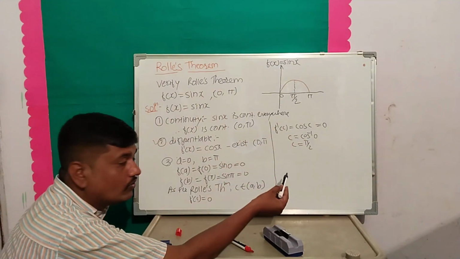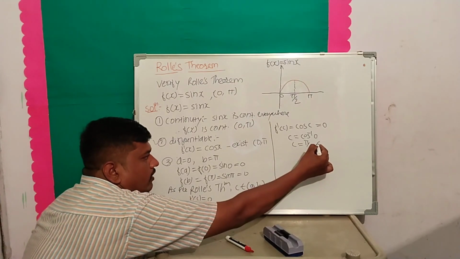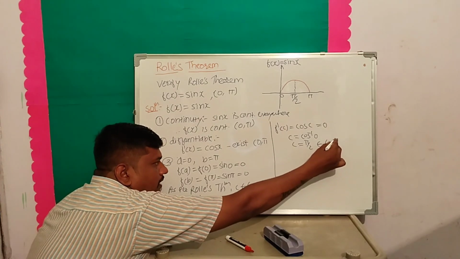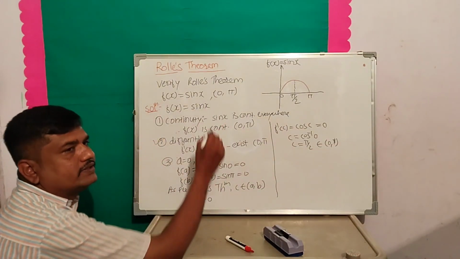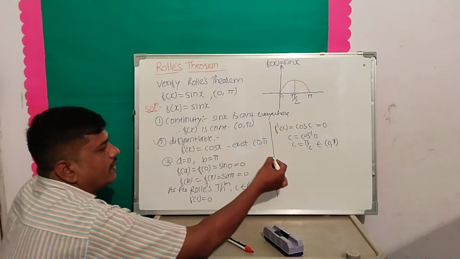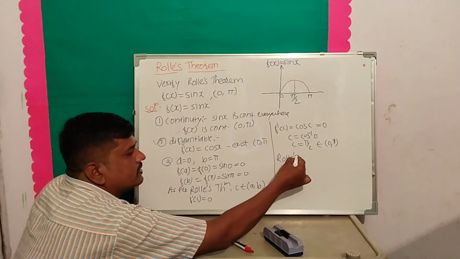So c equal to pi by 2 is such a value for which f dash of c we are getting as 0, and definitely this c equal to pi by 2 belongs to 0 comma pi, which is the given interval, 0 to pi. So from this we can definitely say that Rolle's theorem is verified here. Hence the Rolle's theorem is verified.